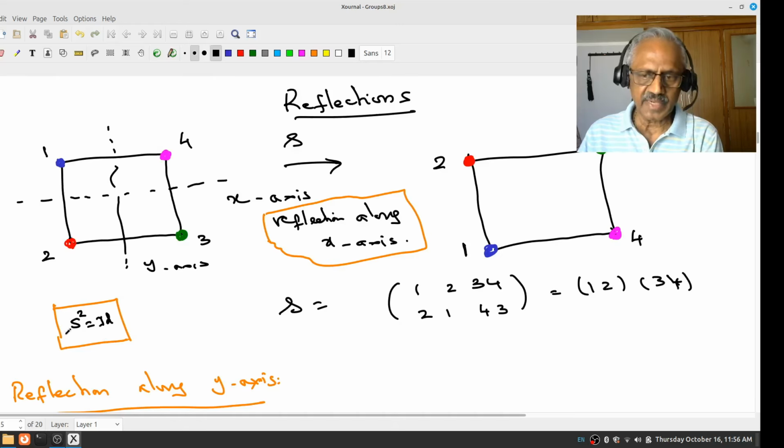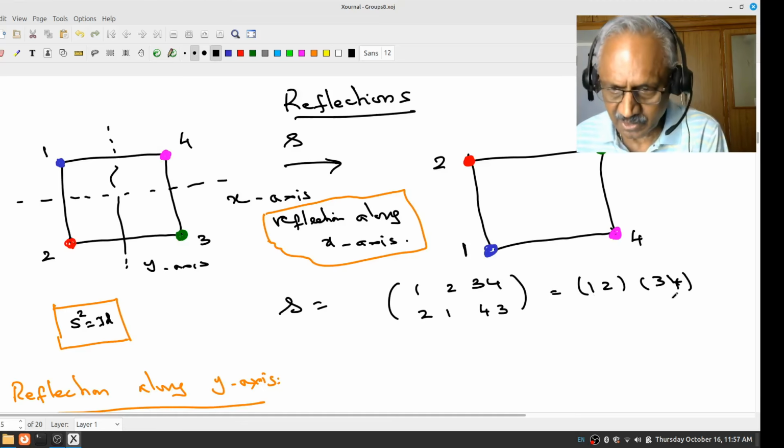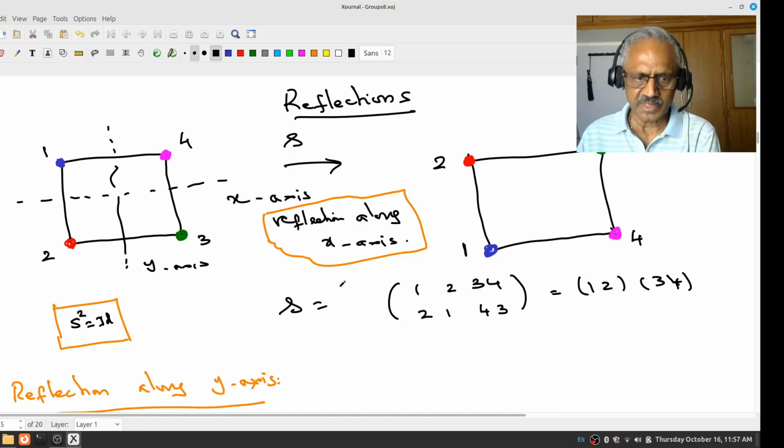Notice that S squared is identity, for various reasons. One reason is to reflect once more along the x-axis: 1 goes to 2 and 2 goes to 1, therefore 1 goes back to the original place. Or the other way around, look at this as a permutation. This is a product of two disjoint cycles, therefore they commute. Therefore S squared will be (1 2) squared and (3 4) squared. And (1 2) squared, being a transposition squared, is identity. Also (3 4) squared is identity, therefore S squared is identity.